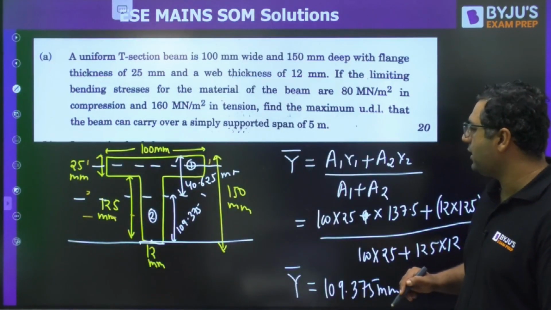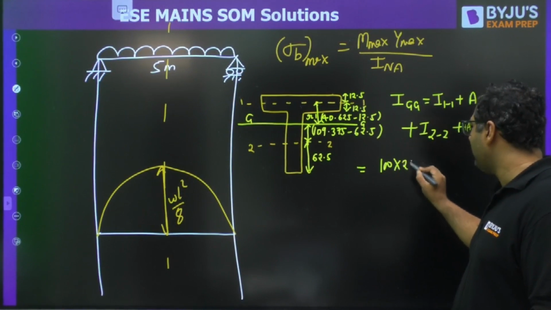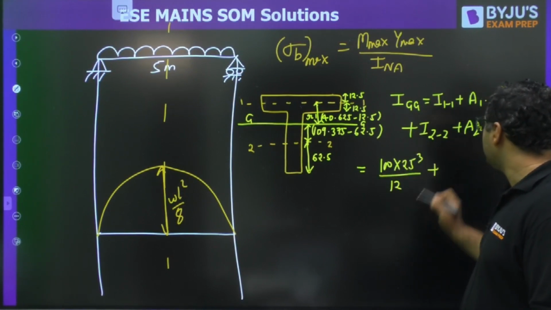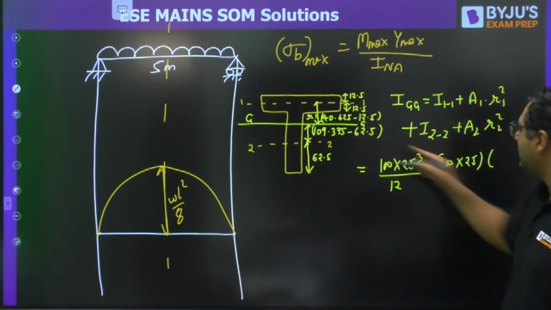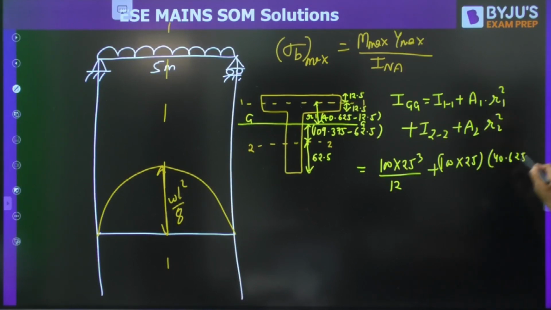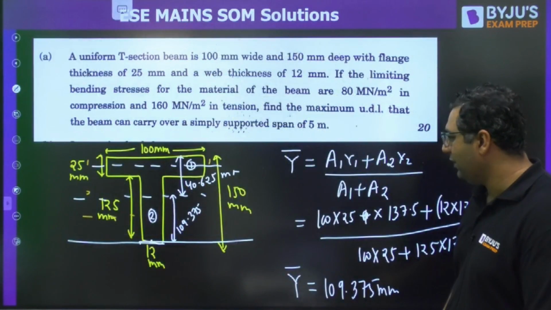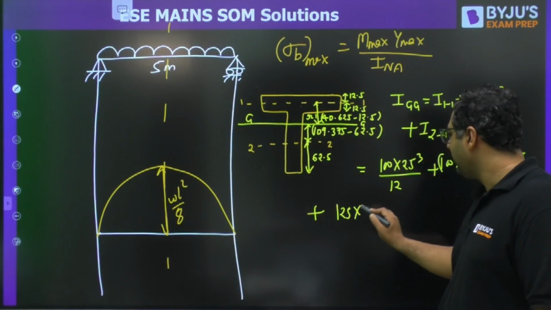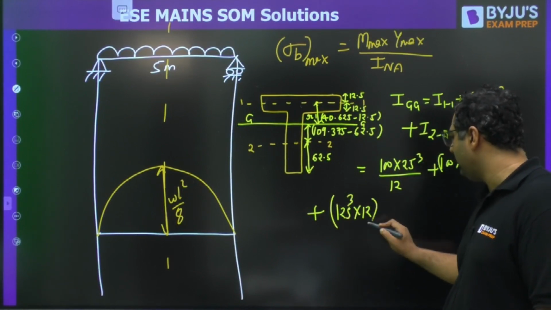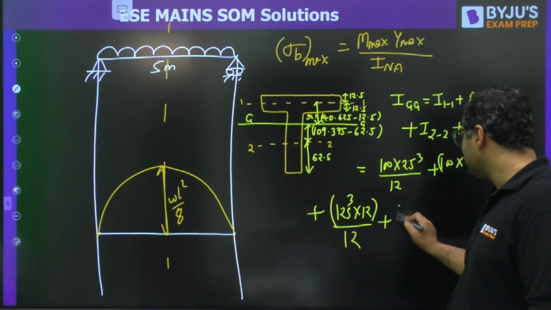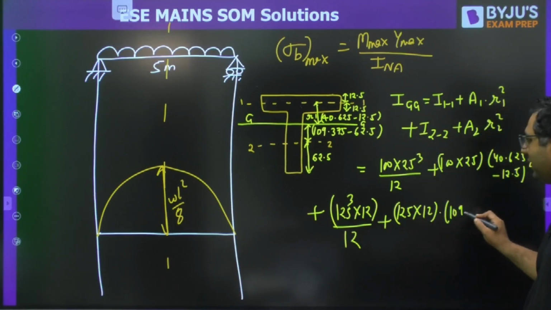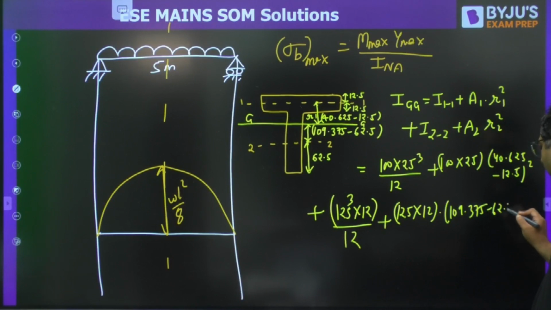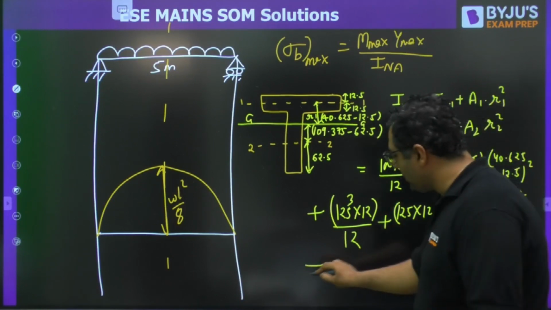What is the dimension? 100 into 25, so 100 into 25 cube by 12, plus A1 which is 100 into 25, into the distance 40.625 minus 12.5 whole square. Similarly, plus the second will be 125 into 12, BD cube by 12, then plus 125 cross 12 into the distance 109.375 minus 62.5 whole square. This will give you the net I value.